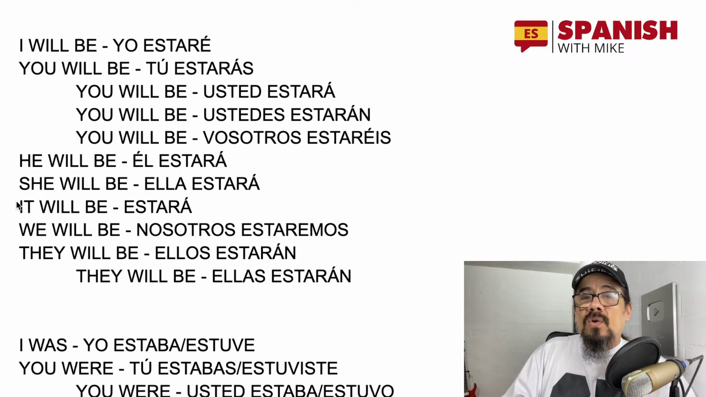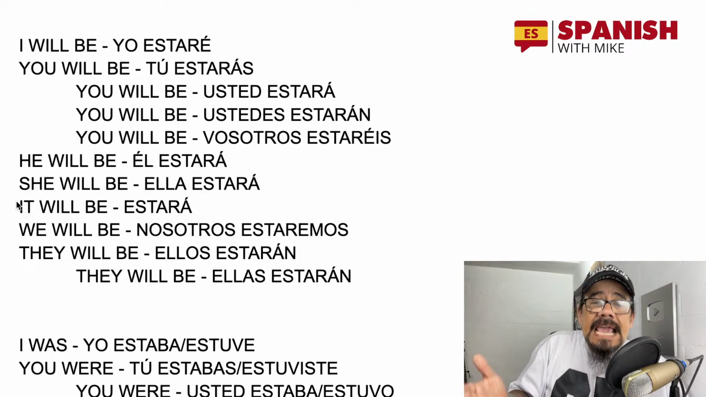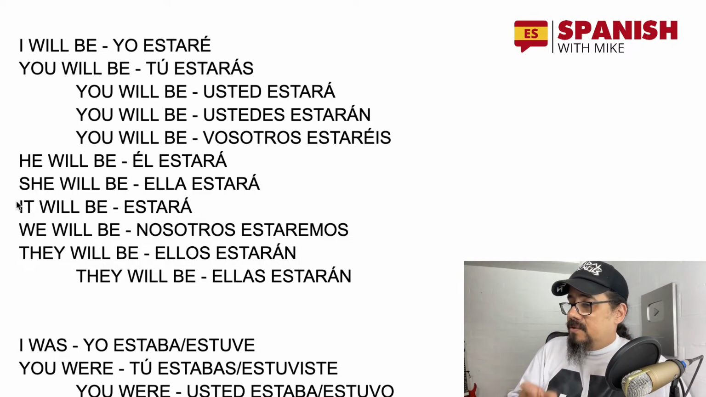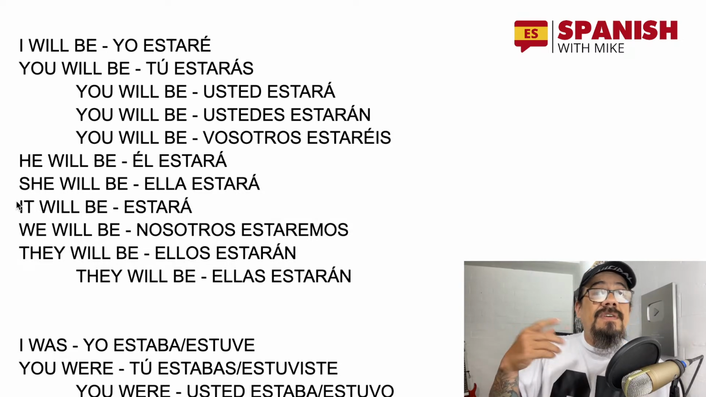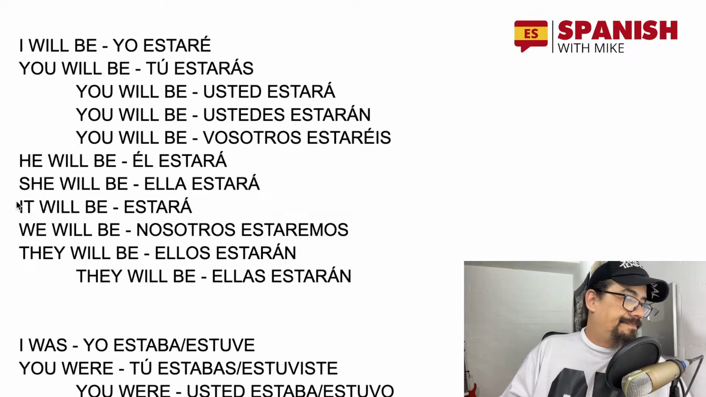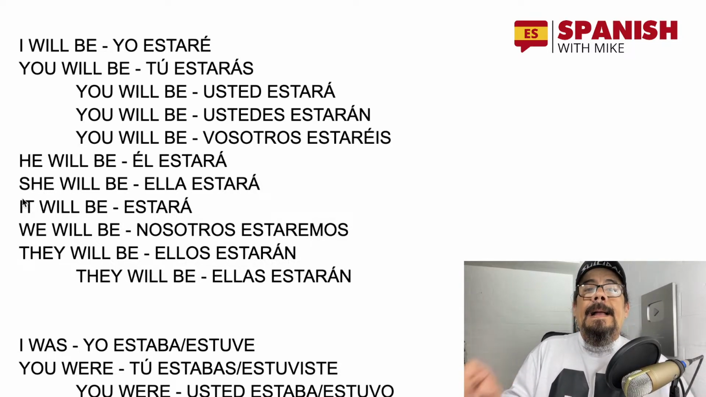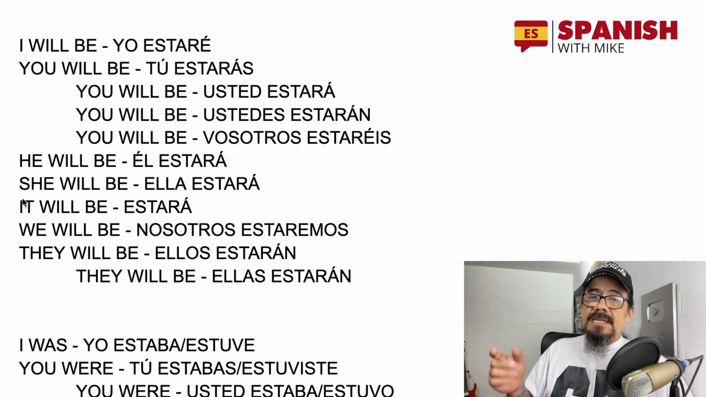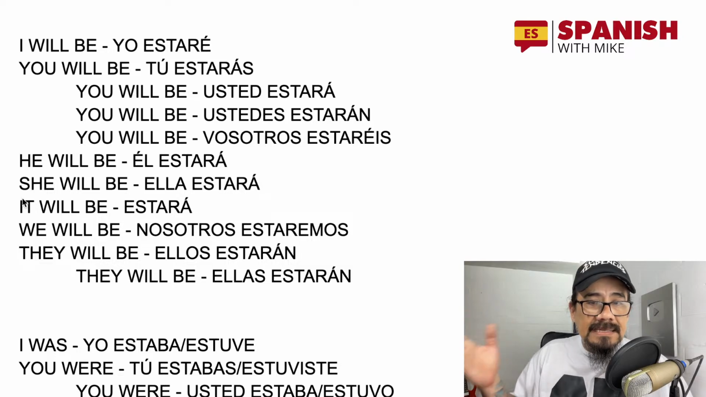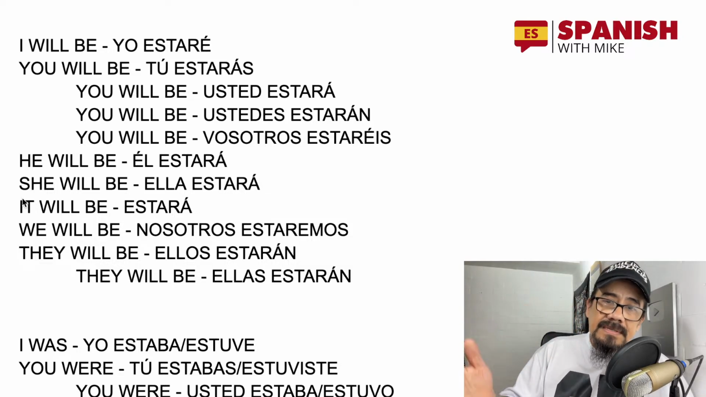And I can say that also for the future. Yo estaré jugando. And jugando is the same conjugation. So what changes is the part that has to do with the verb to be. Sorry for being redundant. I will be, yo estaré jugando. I will be playing, same as in English. Playing is the same. You will be playing, tú estarás jugando.